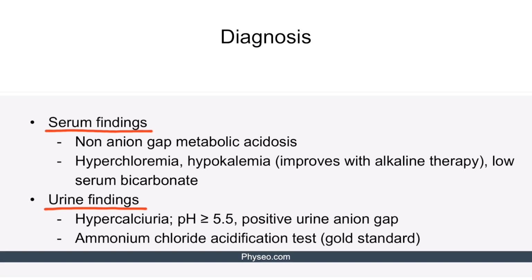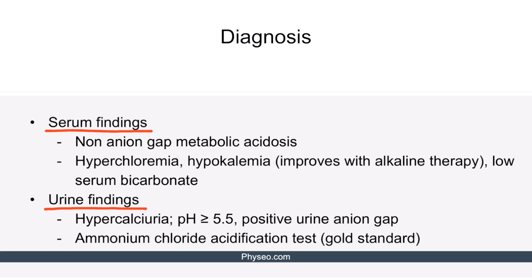The alkaline urine is seen due to decreased proximal bicarbonate reabsorption and the inability to acidify the urine. A positive urine anion gap is seen due to impaired ammonium ion excretion and decreased chloride ion in the urine. An ammonium chloride acidification test is the gold standard method to diagnose distal RTA. Ammonium chloride is administered orally to the patient, after which the urinary pH and serum bicarbonate levels are measured.